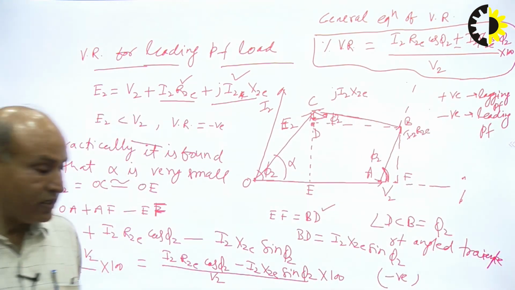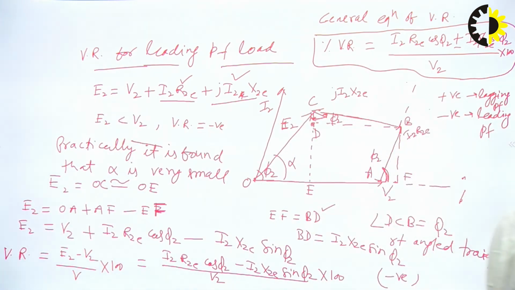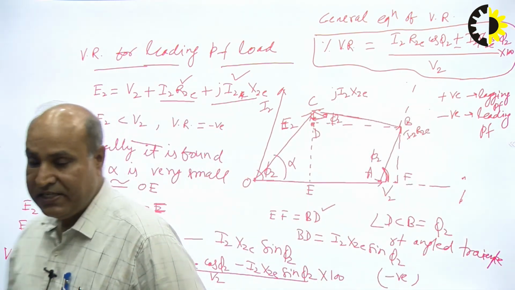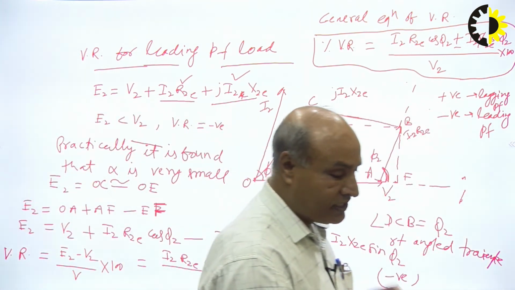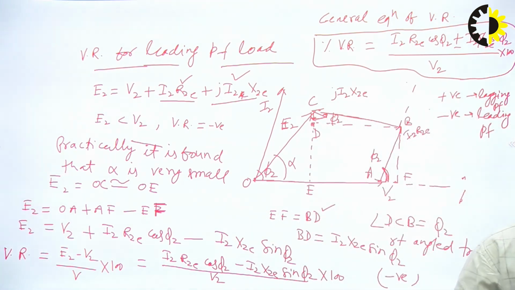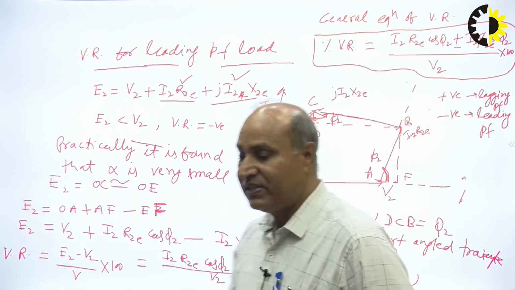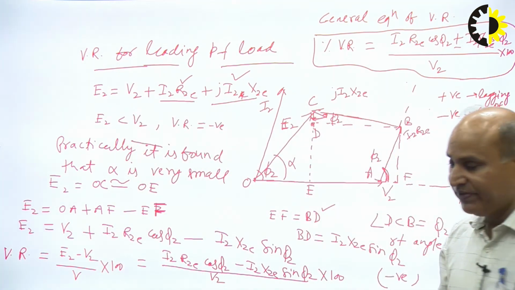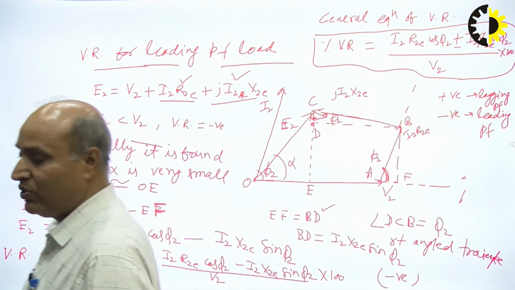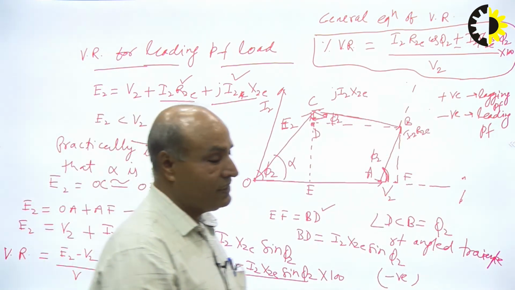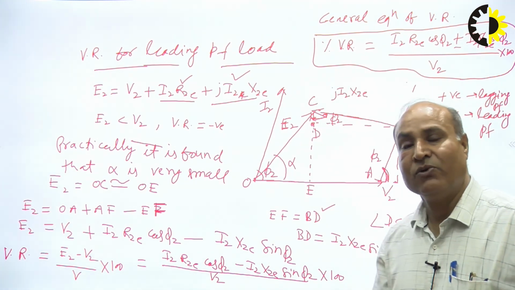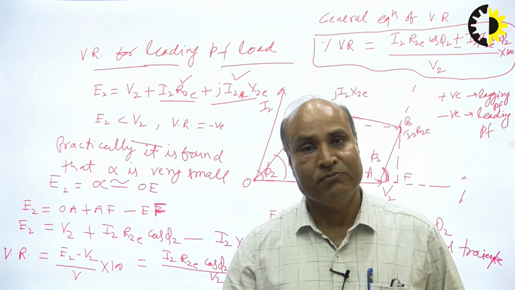So we have discussed in this lecture the voltage regulation of transformers. Voltage regulation of a transformer is the relative drop in the secondary terminal voltage from no load to full load with respect to full load voltage, that is E2 minus V2 upon V2 into 100. It is percentage voltage regulation, and E2 minus V2 upon V2 is per unit voltage regulation. We have seen that voltage regulation is positive for a lagging power factor load and negative for a leading power factor load. Thank you.